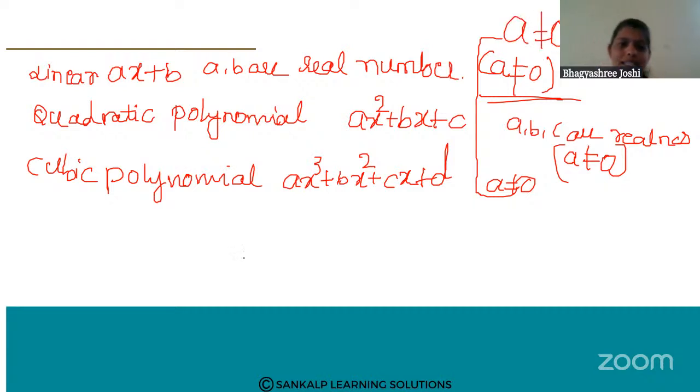Just think, see, it is a linear polynomial ax plus b. If a becomes 0, what will happen? A becomes 0, 0 into x plus b, 0 into x means it is 0 only. What remains? Only b remains.